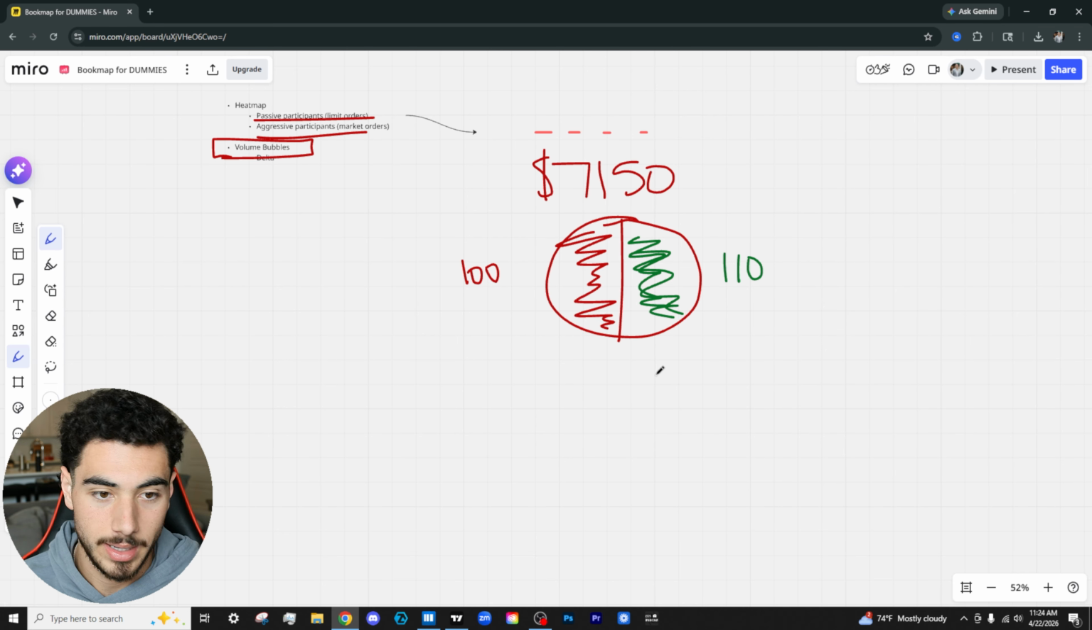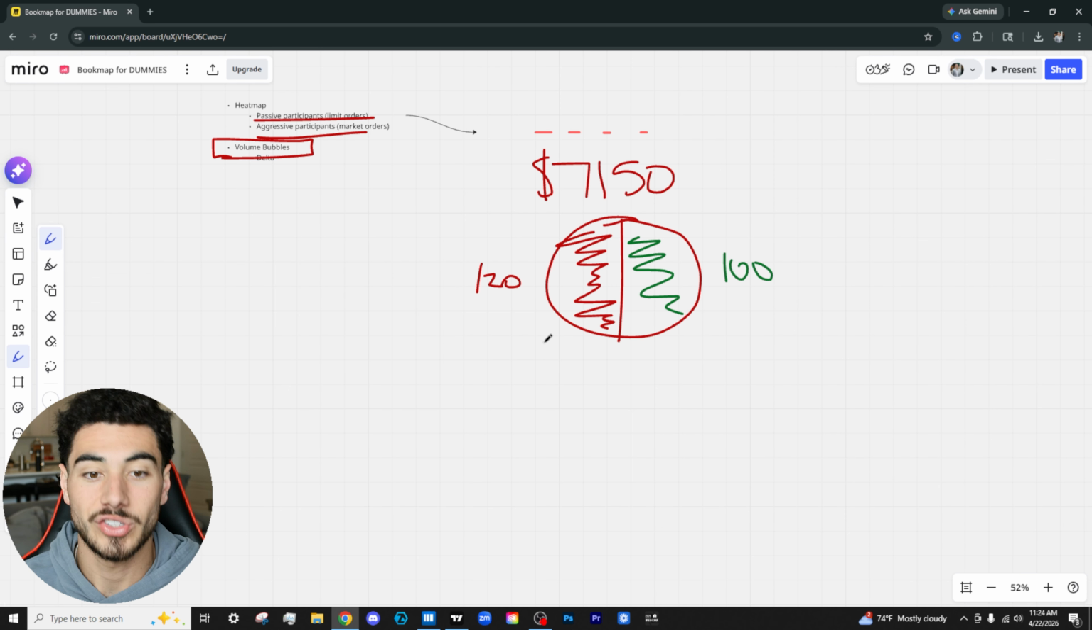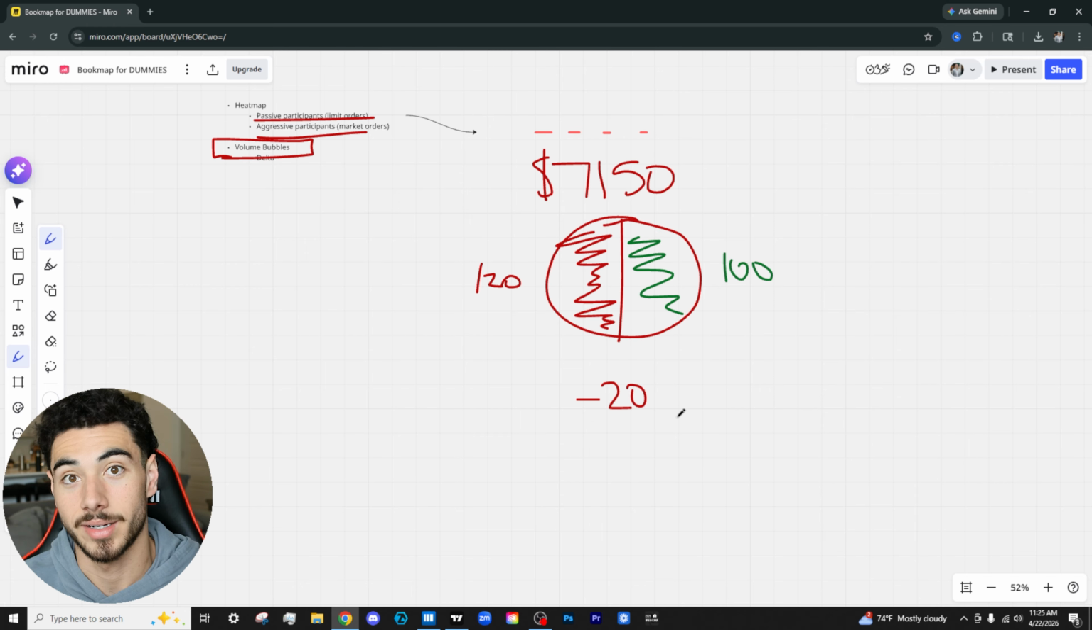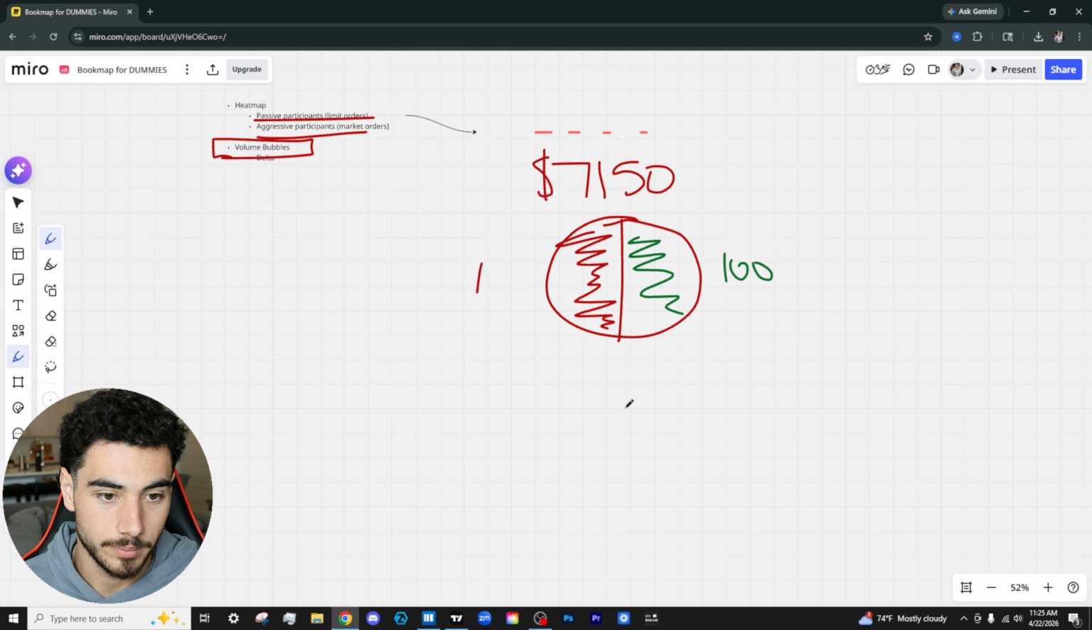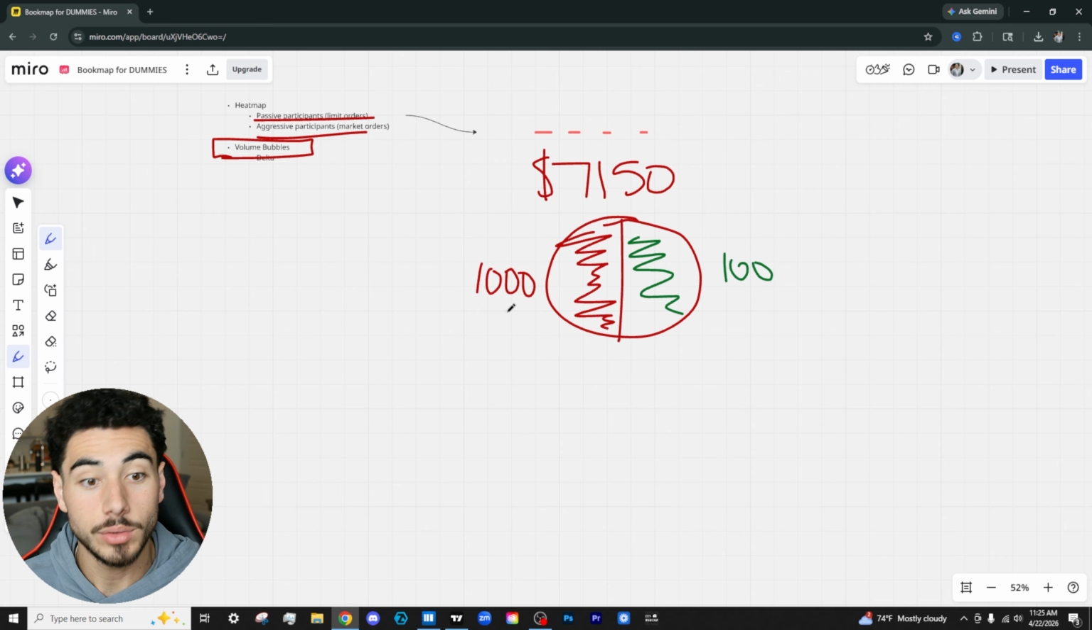And then same idea. Let's say there were 120 sellers against only 100 buyers. There's going to be a delta of negative 20. So let's say there were 1,000 sellers to 100 buyers. I don't think this would happen. I mean, it could, but I don't think so. What would the delta be? Negative 900.